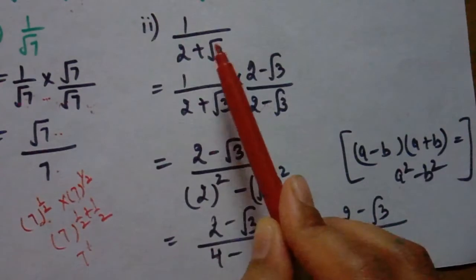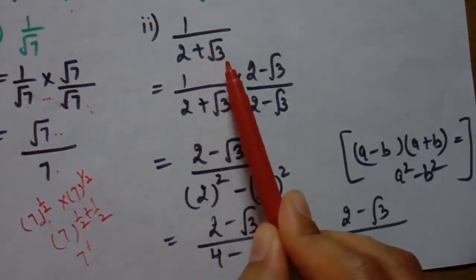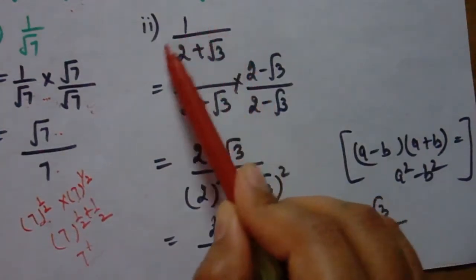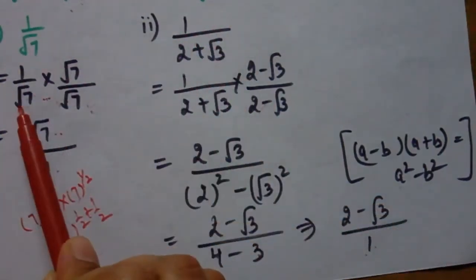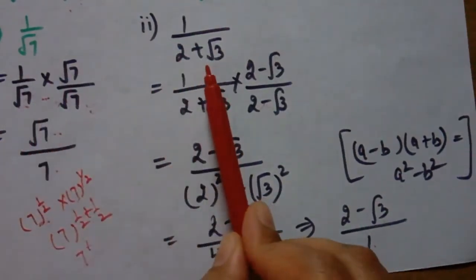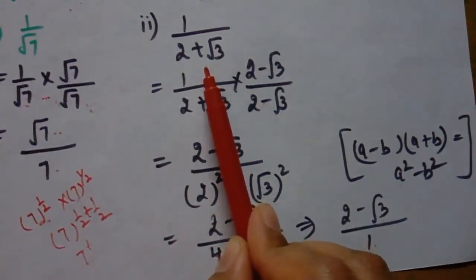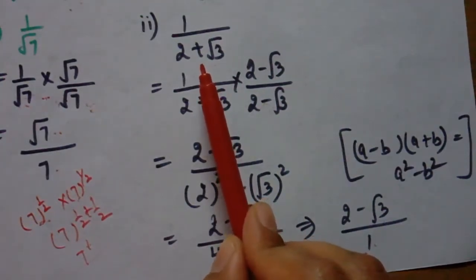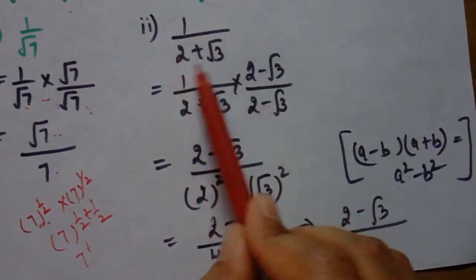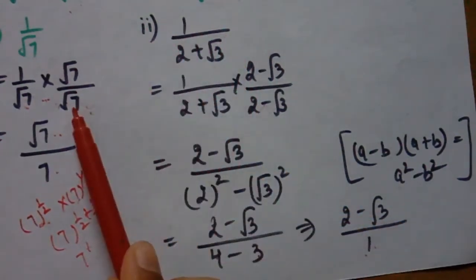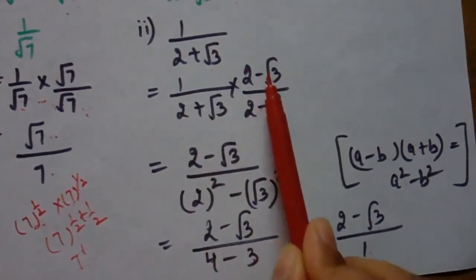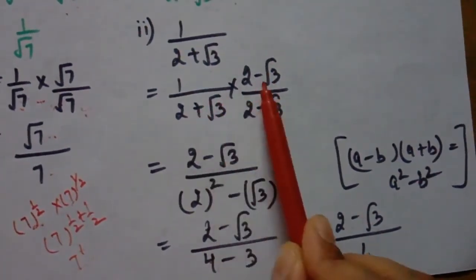This is 1 upon 2 plus root 3. This question is different from the previous one, because in the previous question we had only one term in the denominator and this question has two terms in the denominator. So in this question we will also take the same term like this, but the difference is that when we take this term within multiplication and division, we will change the sign.